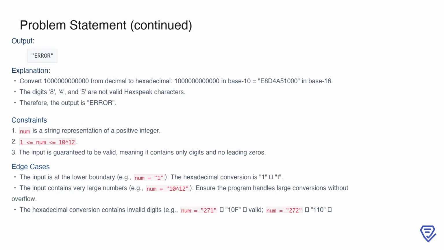Now, consider the third example where the input is a much larger number equals 1000000000000. Converting this number from decimal to hexadecimal results in the string E8D4A51000. While the letters E, D and A are valid Hexspeak characters, the digits 8, 4, and 5 are not. Since the presence of any invalid digit disqualifies the entire string, the output in this case is error. This example highlights the importance of checking every character in the hexadecimal representation to ensure it adheres to the Hexspeak rules.